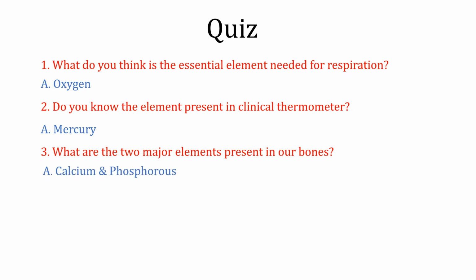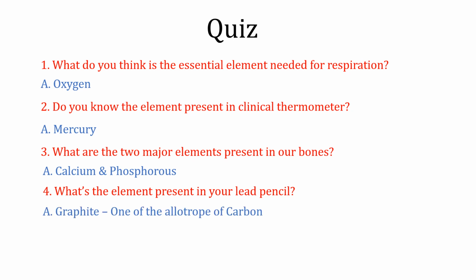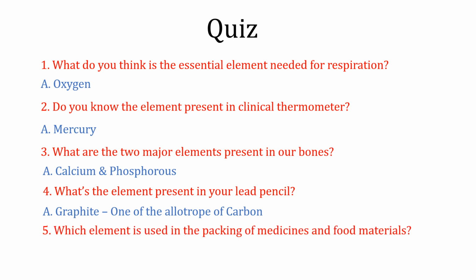Calcium and phosphorus. Fourth one, what is the element present in your lead pencil? It's not lead. It's graphite, one of the allotropes of carbon. The last one, which element is used in packing of medicines and food materials? Yes, you are right. It's aluminium.